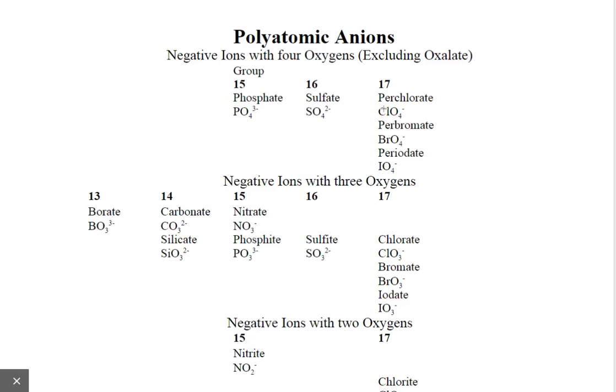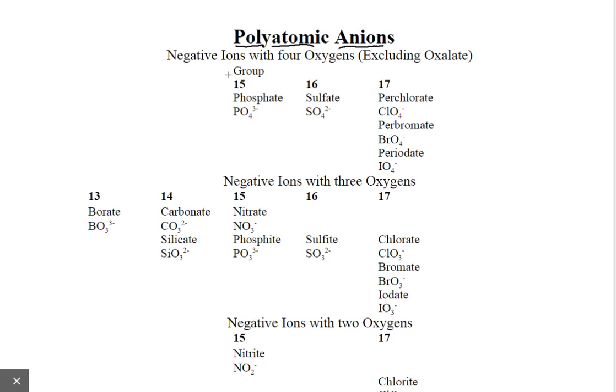Hello, today we're going to go over polyatomic anions and how we can memorize their formulas and names. A polyatomic anion is something that's negatively charged, that's the definition of anion, and it is composed of many atoms. So everything below is going to have more than one atom, and it's going to have a negative charge.